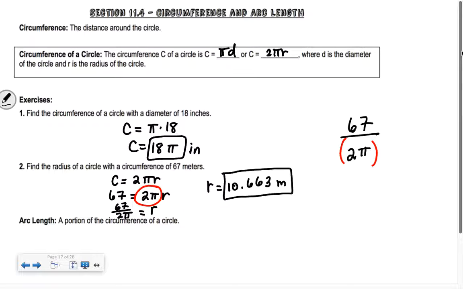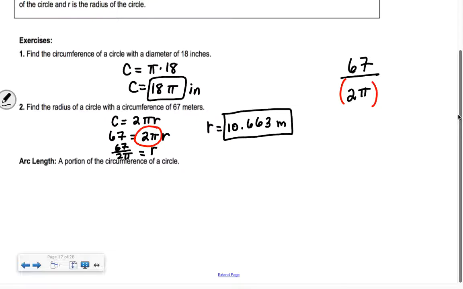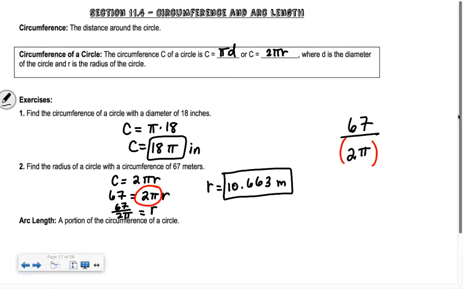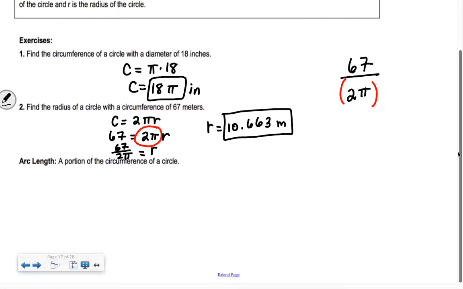All right, so arc length. It says a portion of the circumference of a circle. Okay, so the arc length corollary says in a circle, the ratio of the length of a given arc to the circumference is equal to the ratio. I'm actually not going to use this ratio thing. I'm going to show you another way. So here's what I want you guys to consider.